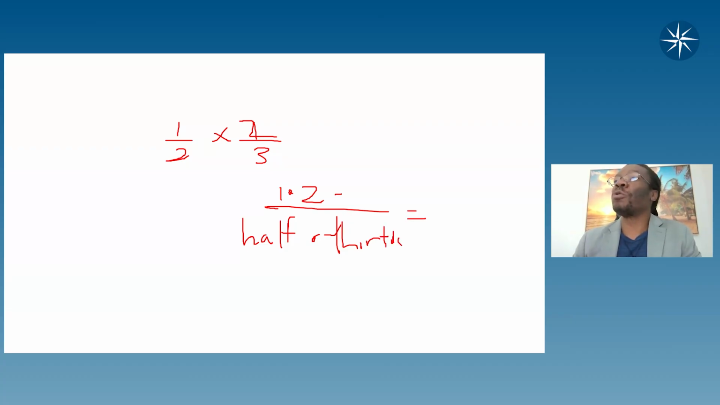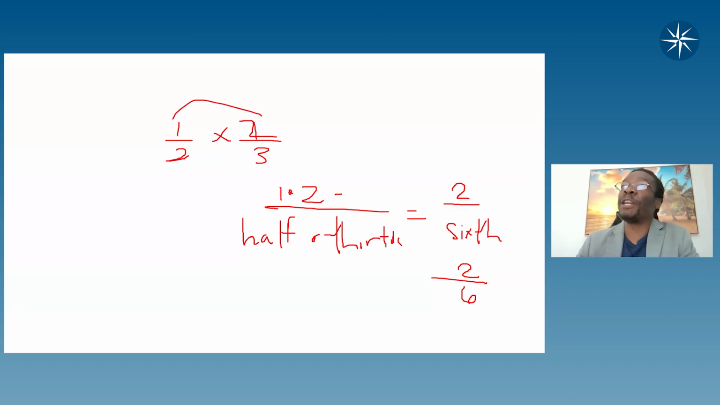One multiplied by 2 is 2. A half multiplied by a third gives us 6. So we have 2 over 6. We tend to just say multiply the numerators, multiply the denominators, without naming them.